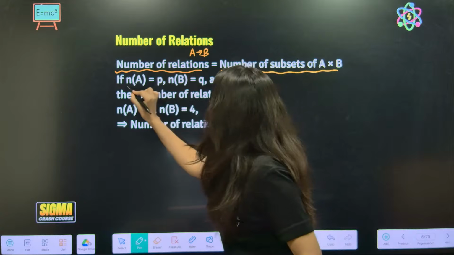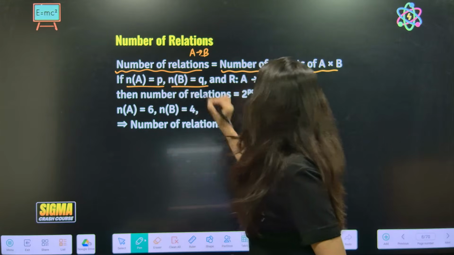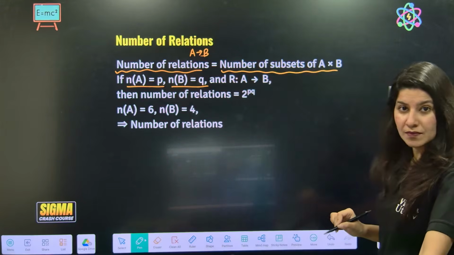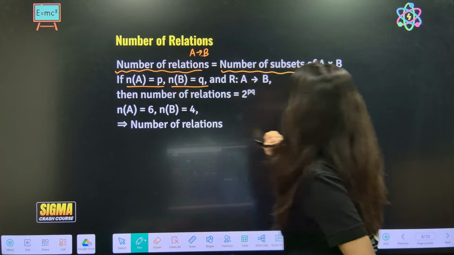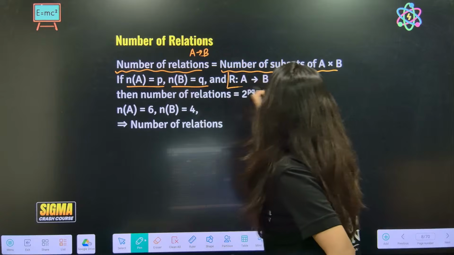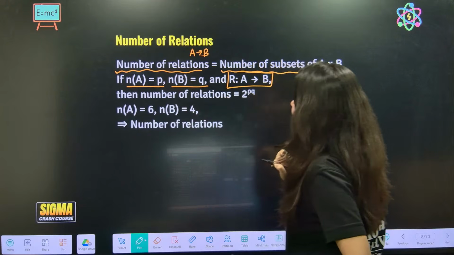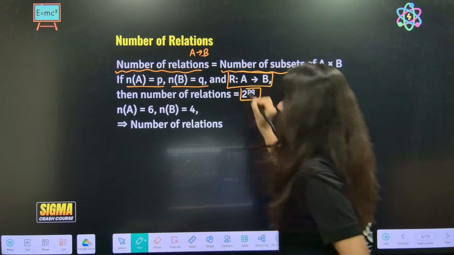So the cardinality of A is P, the cardinality of B is Q. The relation is from A to B. Now how many relations will there be? 2 power PQ. How?